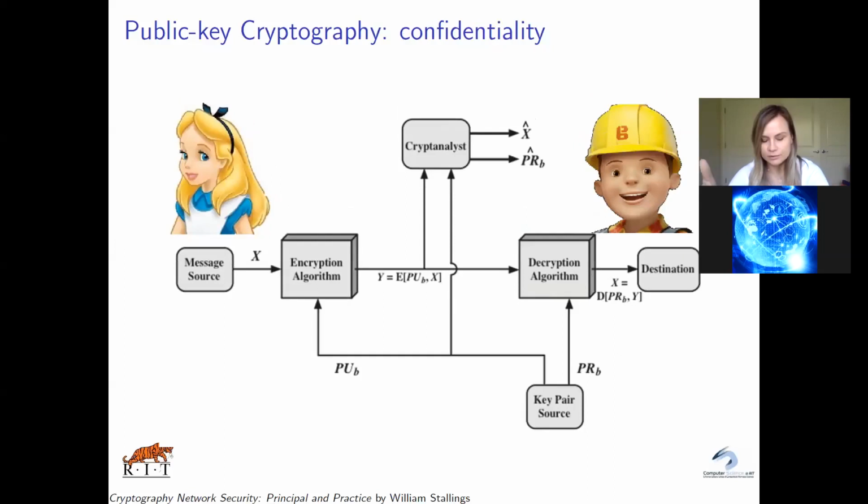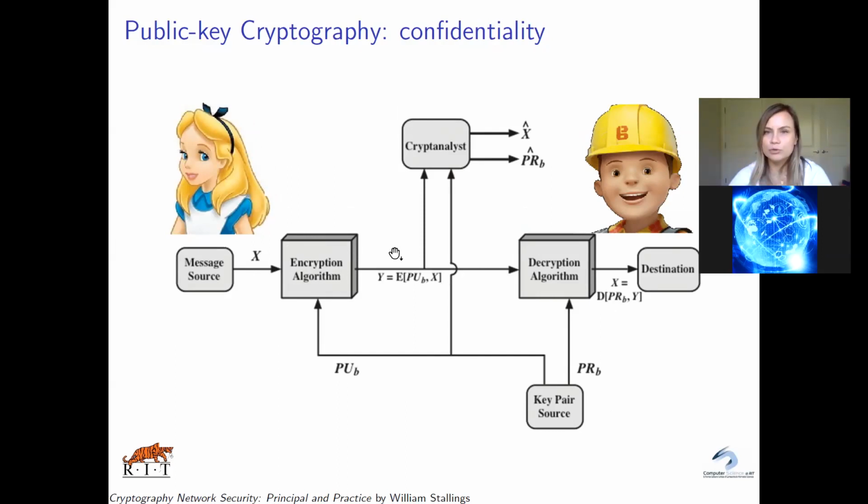If we use a public key cryptosystem for confidentiality, then let's say Alice sends a message to Bob. In this case, Bob is the one who has the private and public key. Bob keeps his private key secret, so he is the only one who can decrypt the messages, but Alice and other people can see his public key. So everybody can encrypt the message, and only Bob can decrypt this message.